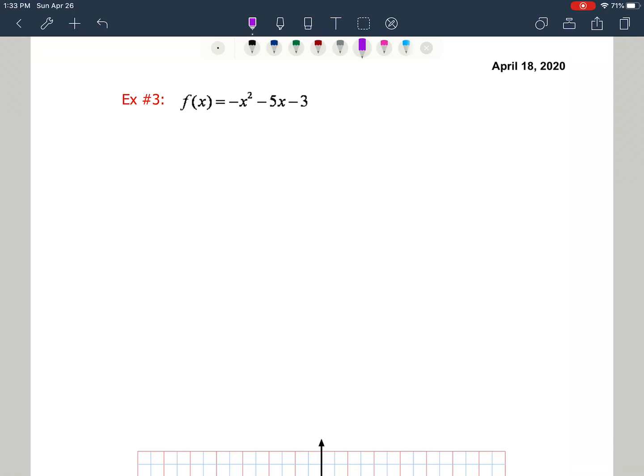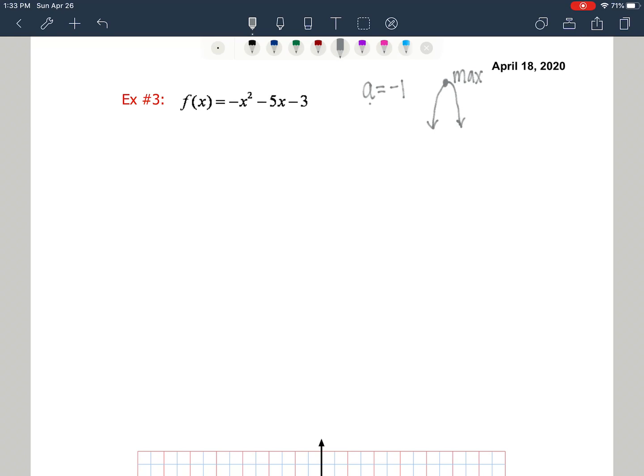Okay, we have an example here where our a value is a -1. So we are going to need to factor out that -1 when we're completing the square. With the a value being less than 0, we know that our parabola is going to open down and we are going to have a maximum value.